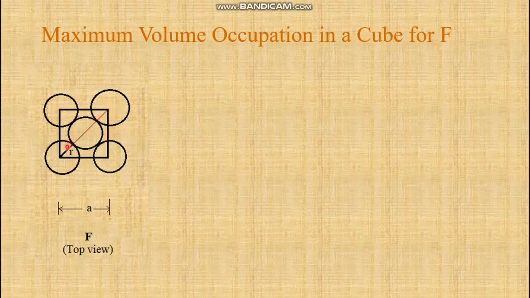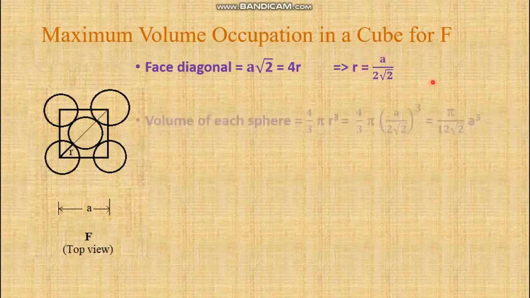So what is the diagonal of a square? If a is the side length or edge length, then its diagonal is a root 2. So a root 2 is equal to 4r. So you can express r in terms of a as a root 2 by 4, that is a by twice root 2. So this is the relationship between r and a.